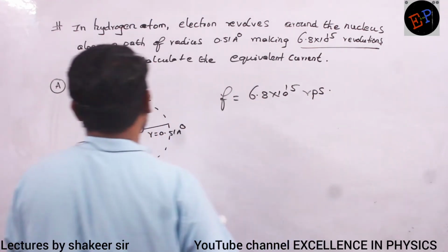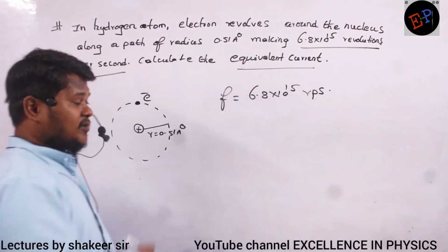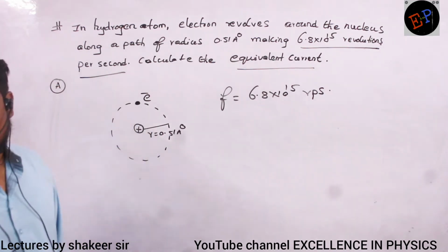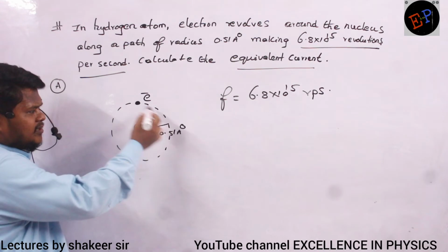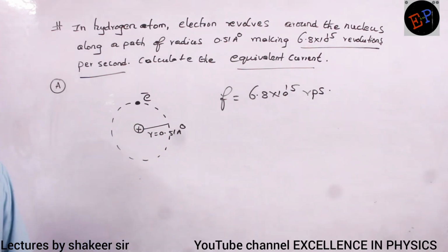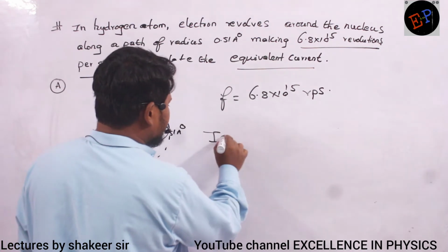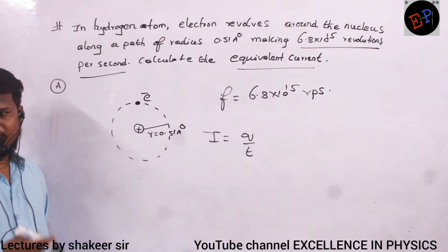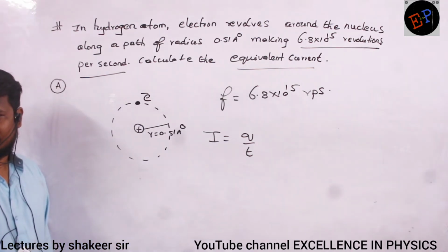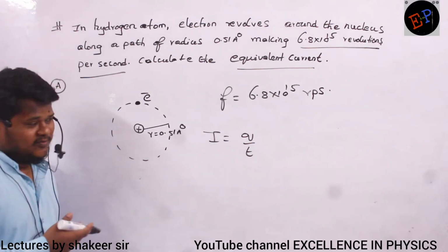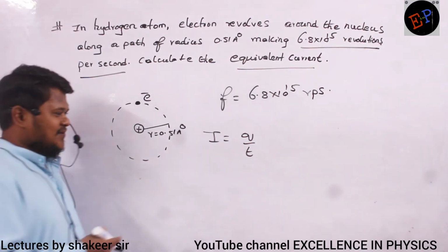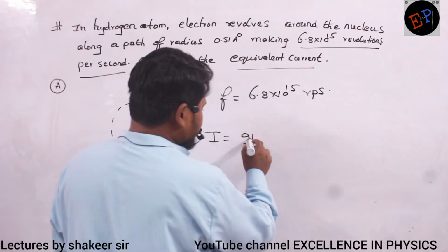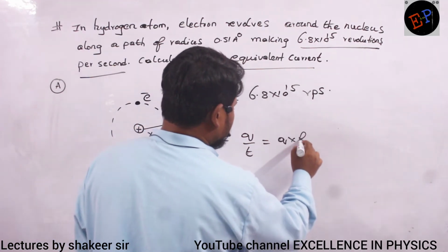Then what is he asking us to calculate? The amount of current produced. If electrons are rotating, the movement of electrons is nothing but flow of charge. So if the electron is continuously rotating, it means current is produced. So how much current is produced? I is equal to Q by T. Time, is it given? Time is not given, then how can I do it? Frequency is given, but time? Frequency is nothing but 1 by time period. So instead of Q by T, I can write Q into f.